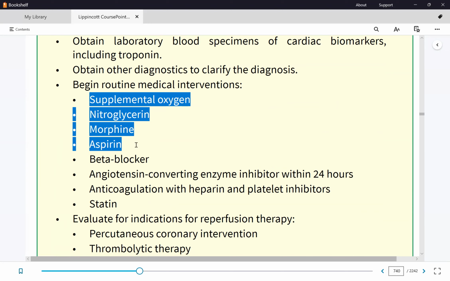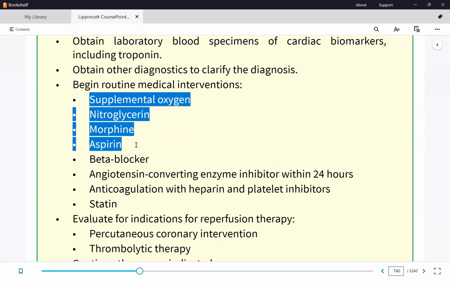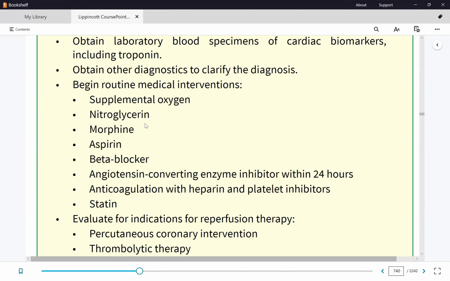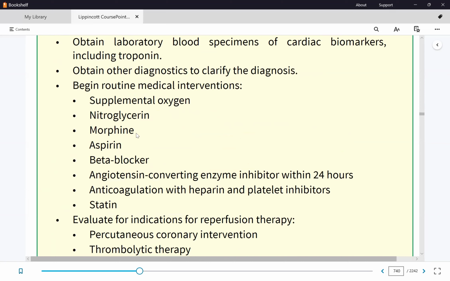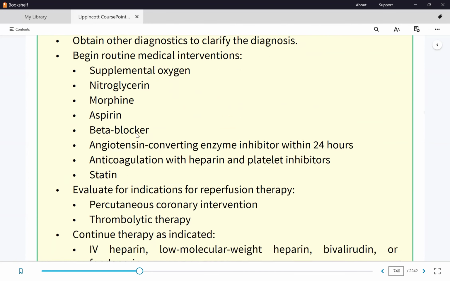The author put ONMA instead of ONAM. Well, MONA really is just easier to remember, right? It's familiar, it's a name, Mona Lisa. But the order of administration really is either ONAM or ONMA. So it's interchangeable. Morphine and aspirin can be interchangeable, but oxygen and nitro are always the first two. So it's really ONAM or ONMA.